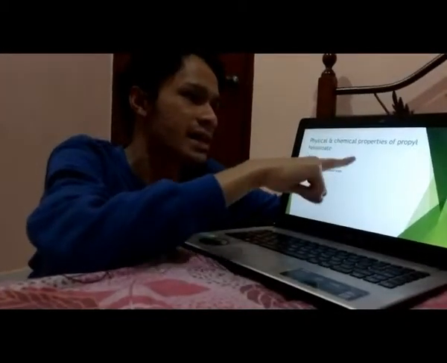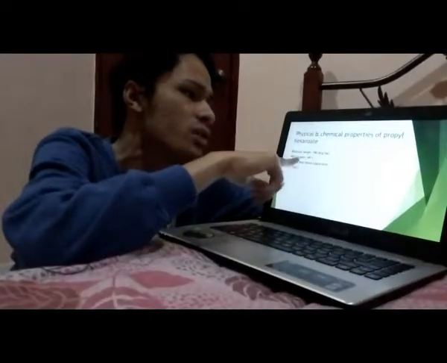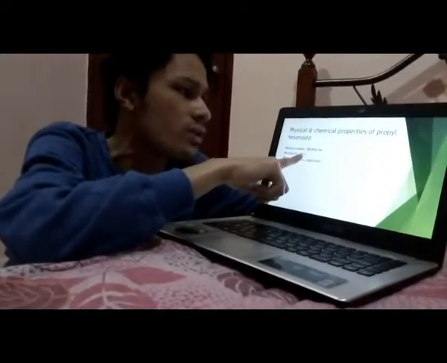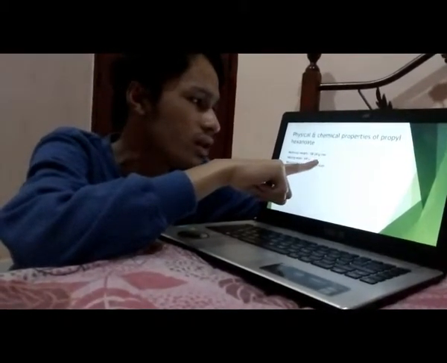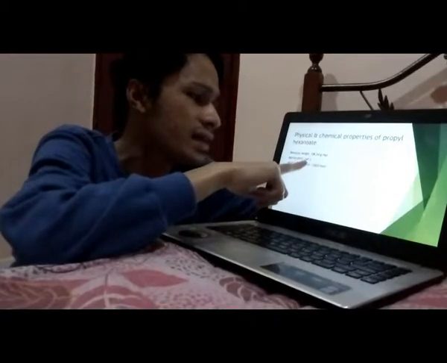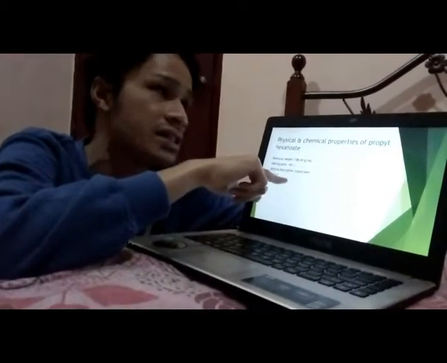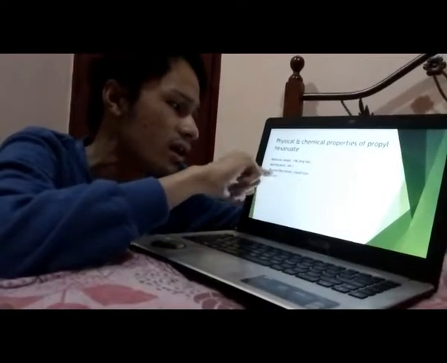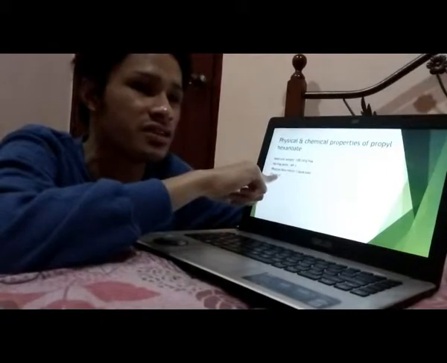So, physical and chemical properties of propyl hexanoate. The molecular weight is 158.201 grams per mole. The melting point is negative 69 degrees centigrade, while the physical description is liquid state, while lastly, the charge is equal to 0, which is neutral.